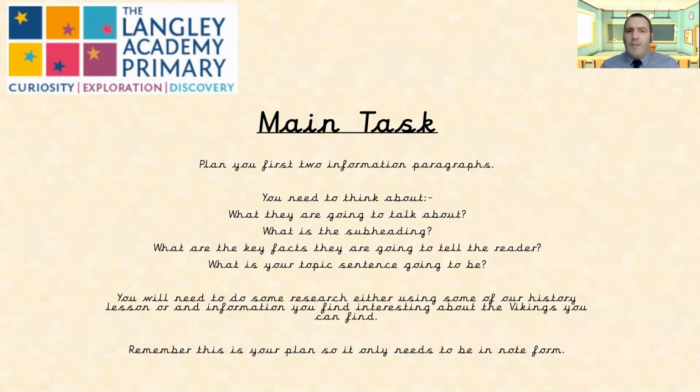You can use what we've done in our history sessions. You can use what's available on the internet. You might even have the Horrible Histories book about the Vikings, which you can use the information from. Just remember, this is just your plan, so it only needs to be in note form. It doesn't need to be written in full sentences. It can just be a few key points and a few key ideas for each of your paragraphs.